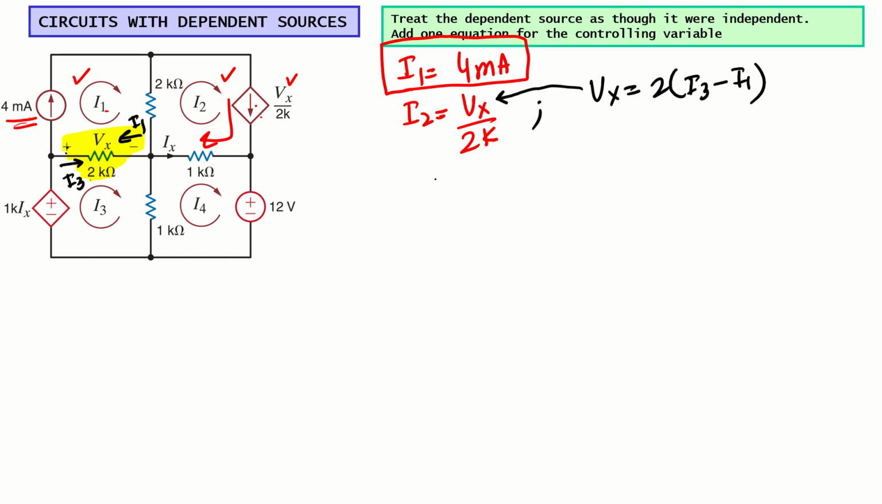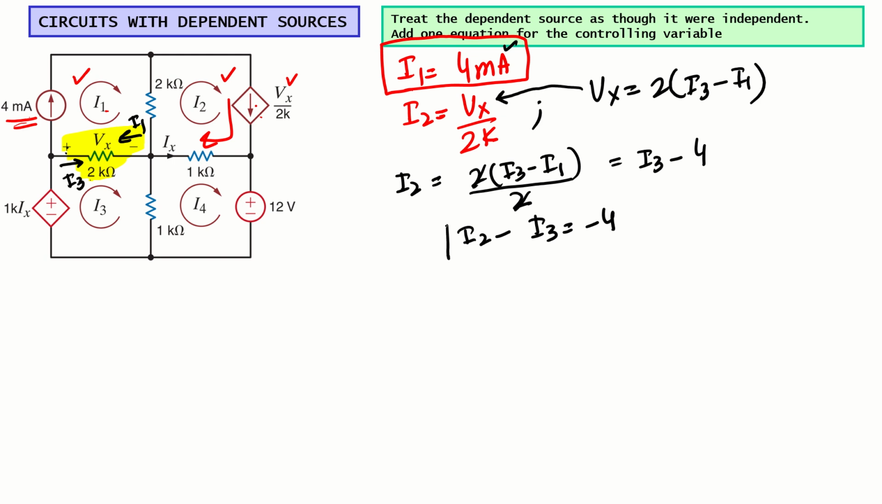So we can plug in here. I2 will be 2 times (I3 minus I1) divided by 2. We already know the value of I1, so we can plug in here. The 2 and 2 will cancel. So we have I3 minus 4, which is equal to I2. So I can rewrite this as I2 minus I3 is equal to minus 4. So this is my second equation.